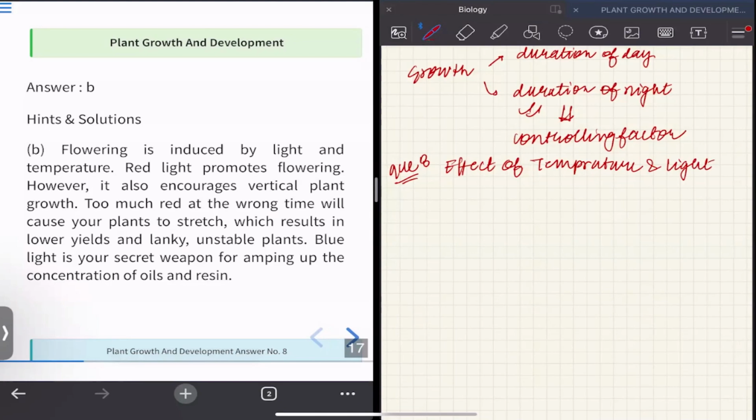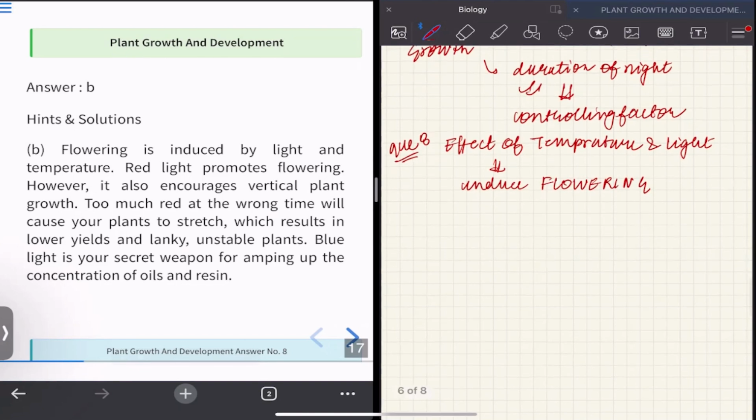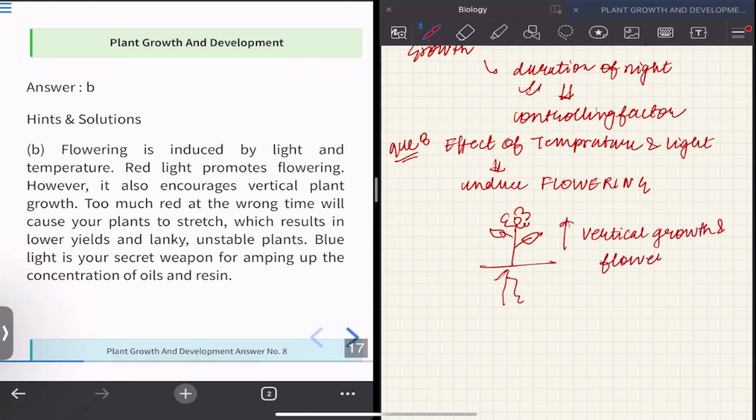So temperature and light, they actually induce what? They induce flowering. Okay. So red light, it promotes flowering. However, it also encourages vertical plant growth. So if we consider this as a plant, this vertical growth as well as flowering, it is regulated by which light, or which light promotes both of these? Red light. Okay.